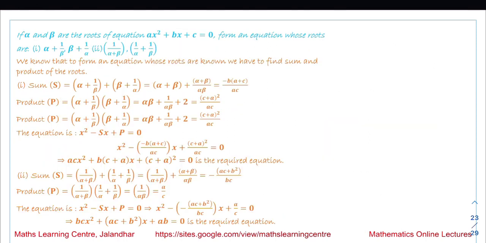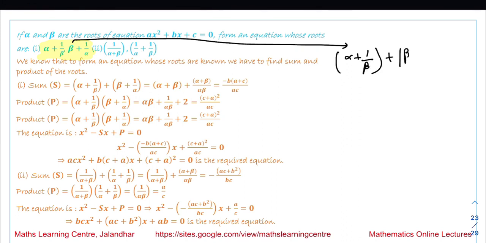Next is, if alpha and beta are roots of this equation, form an equation whose roots are alpha plus 1 by beta and beta plus 1 by alpha. So we are saying the roots of the required equation are in this form. The sum of the roots in this case will be alpha plus 1 by beta plus beta plus 1 by alpha. So it is alpha plus beta, plus alpha plus beta over alpha beta.